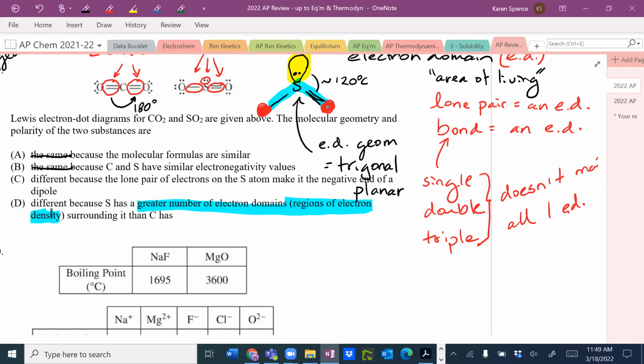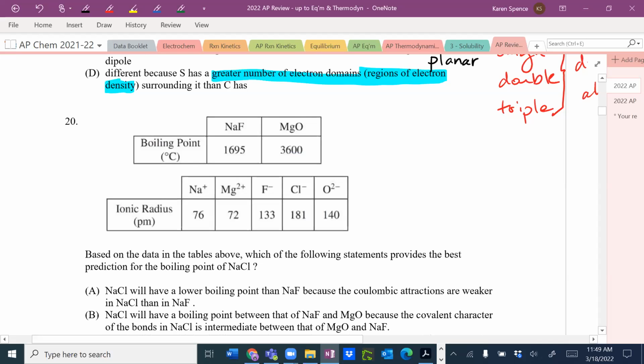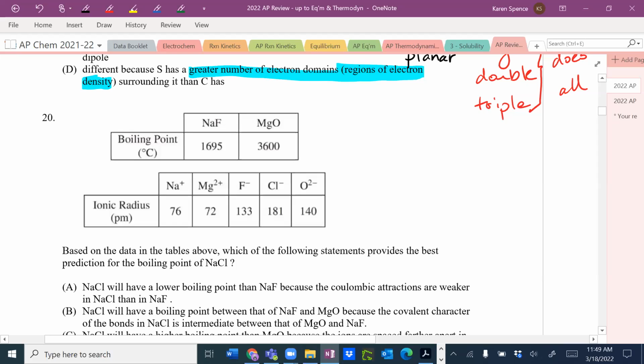All right, number 19, number 20. Based on the data above, which of the following statements provides the best prediction for the boiling point of NaCl? So we're comparing NaCl with NaF, right? And so we're comparing fluorine and chlorine. Chlorine is bigger than fluorine.